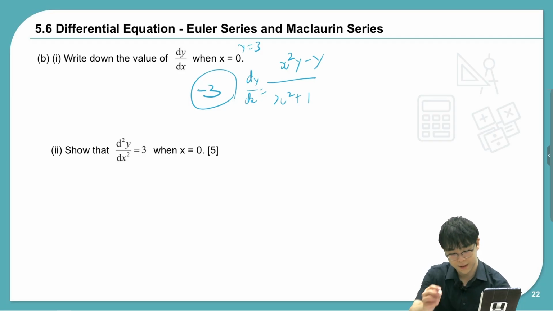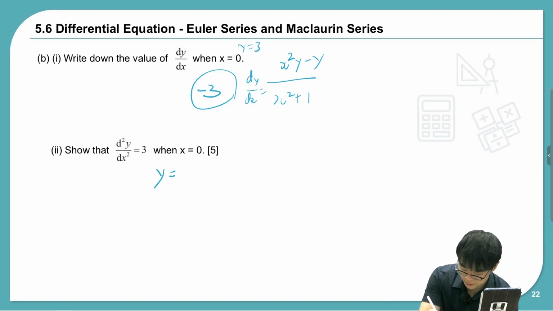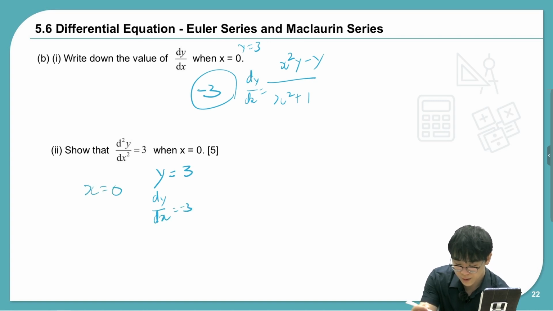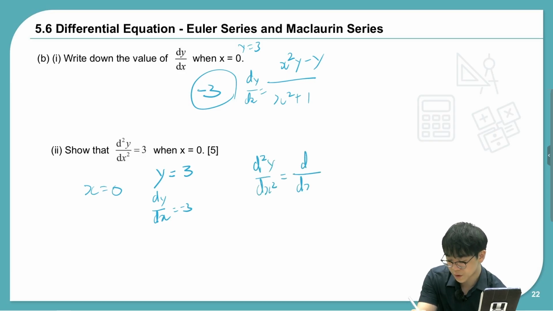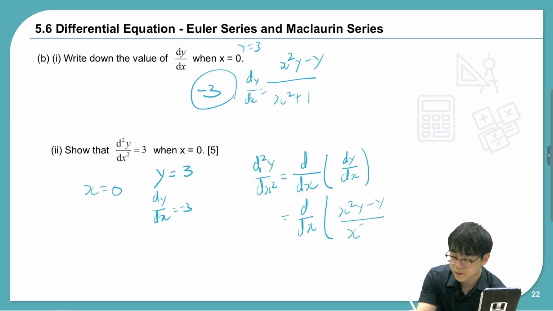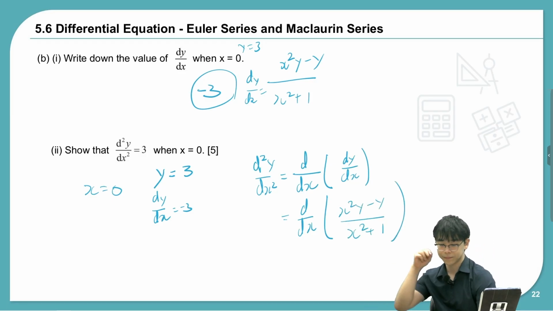Next, show that d squared y over dx squared, the second order differential, is going to be 3 when x equals 0, okay? So let's just remind ourselves, y is 3 and dy over dx is -3 when x equals 0. So we're going to find the second order differential. We could do that by differentiating dy over dx one more time. So that would be (x squared y minus y) over (x squared plus 1).